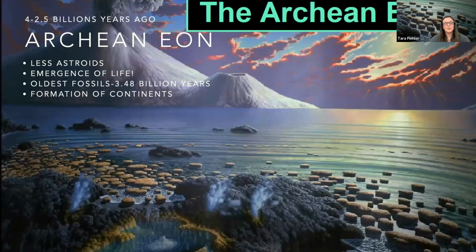Okay. So the next eon we're going to talk about is the Archean eon. So things are kind of settling down. There's less asteroids. This is when emergence of life can begin. These are the oldest fossils, the 3.48 billion year old fossils. We start to get continents to form, but they don't look anything like what we have today, as we learned in plate tectonics. But we do start to get some continents forming in the Archean.